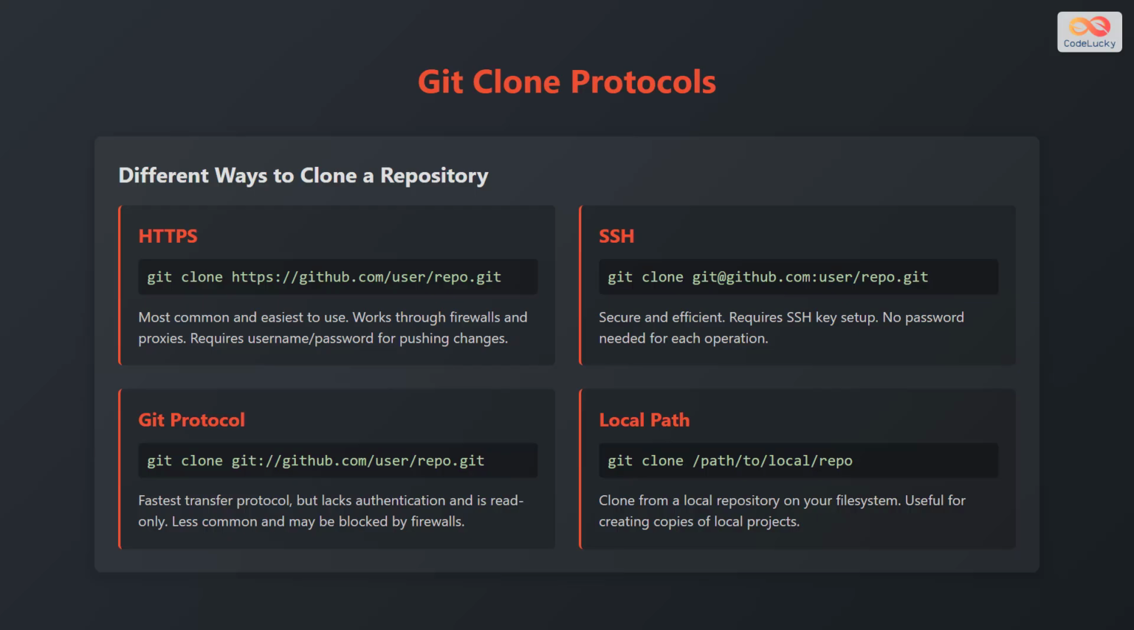The fourth option is Local Path. The example is git clone /path/to/local/repo. This clones from a local repository on your file system and is useful for creating copies of local projects.